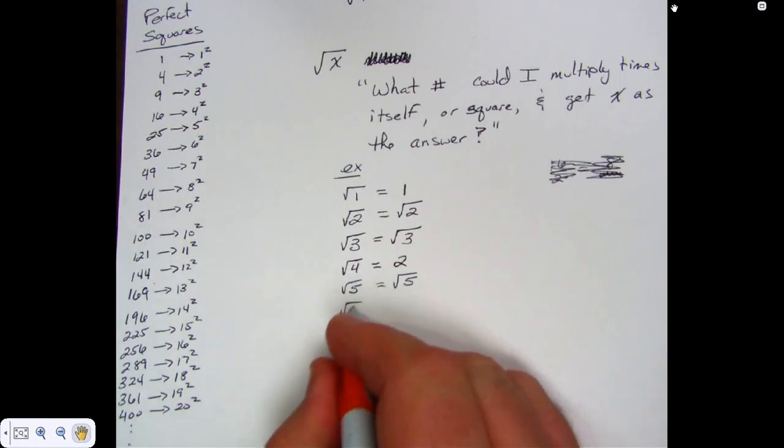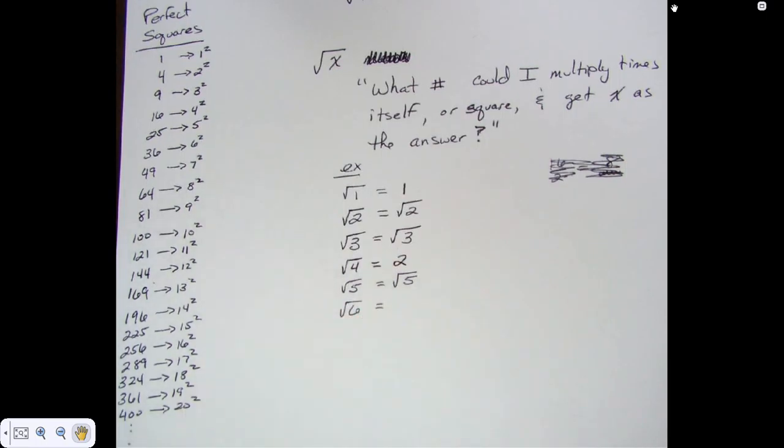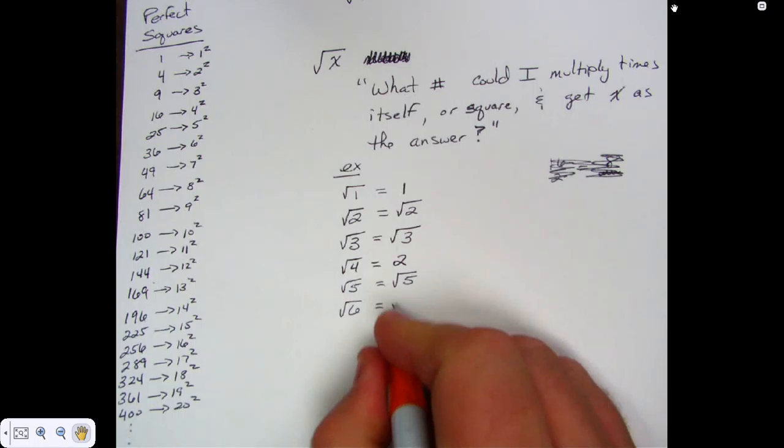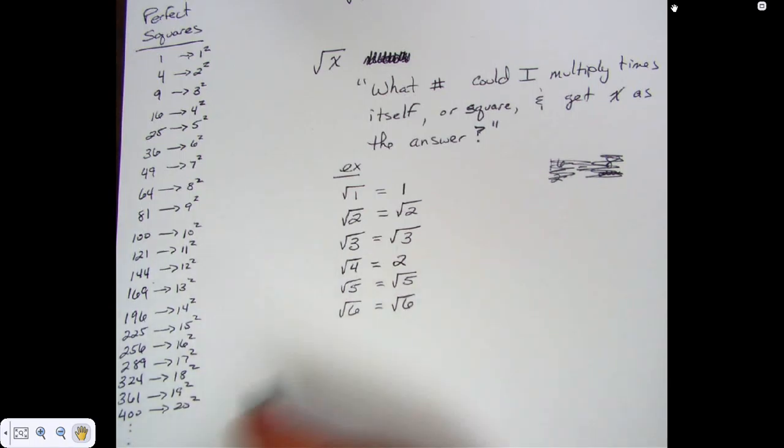How about square root of 6? What number could I square and get 6 as an answer? What number could I multiply times itself and get 6 as an answer? How many of you wanted to say 3? Just for a second, you wanted to say 3, didn't you? But wait a second. What's 3 times 3? 9. So that wouldn't work, would it? You can't answer that question.